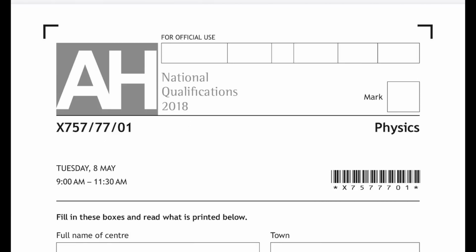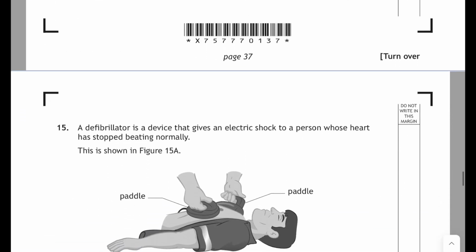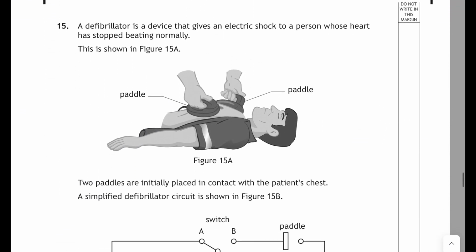So that was two questions from the 2017 paper. Let's also have a look at a question from the 2018 paper. This is question 15. A defibrillator is a device that gives an electric shock to a person whose heart has stopped beating normally, and this is shown in figure 15a.